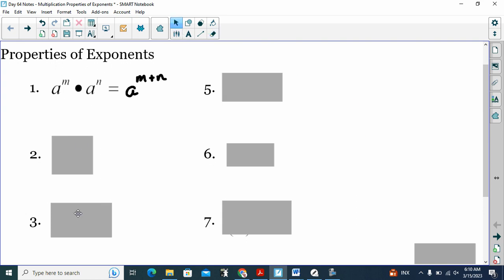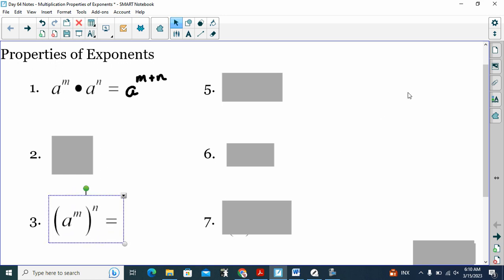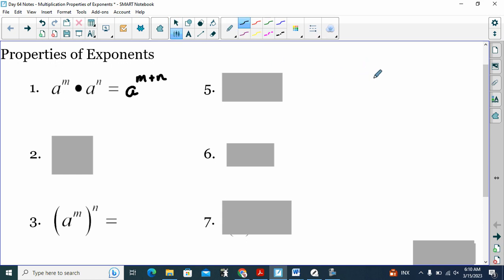The next one is actually the 3rd one here. This is the next one that we'll be talking about. It says a to the m to the n. This is called the power of a power property. Power of a power. And this is something like a squared to the 5th. So to the 5th means multiply this by itself 5 times. A squared times a squared times a squared, 5 times.